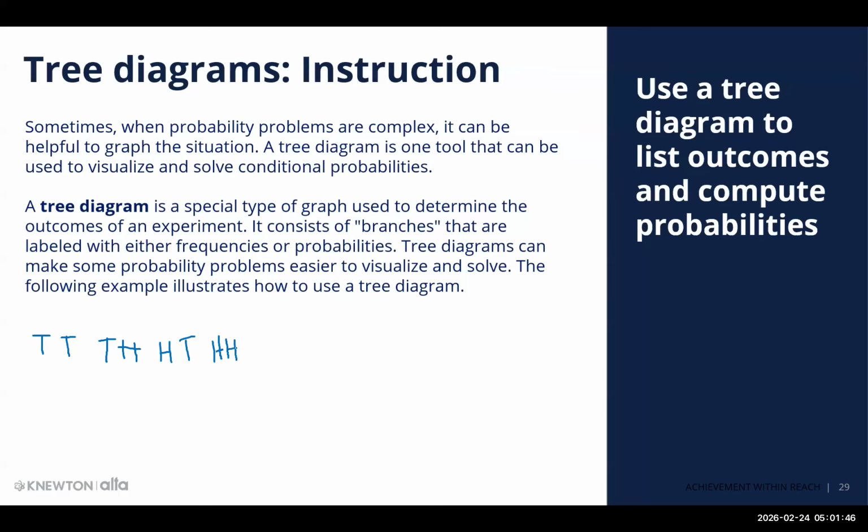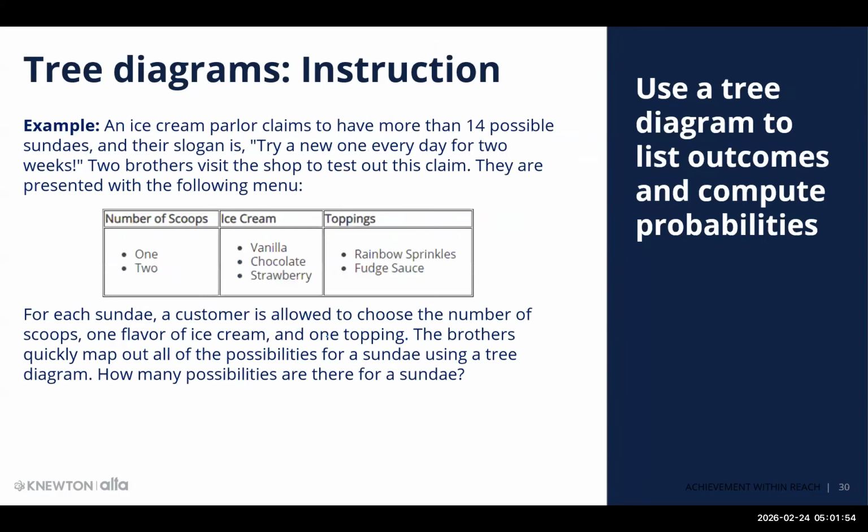But once you get to three coins, then things get more challenging, and that's when the tree diagram comes into play. So here's an example where you might use a tree diagram. It says an ice cream parlor claims to have more than 14 possible sundaes, and their slogan is try a new one every day for 2 weeks. Two brothers visit the shop to test the claim, and they're presented with the following menu.